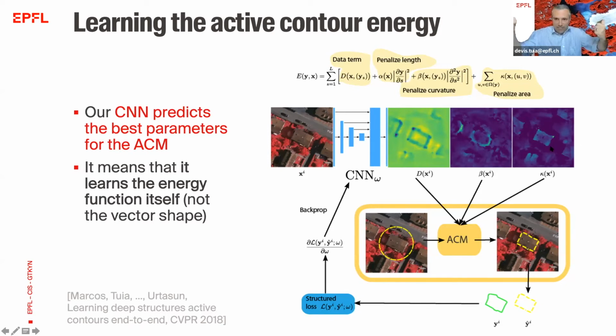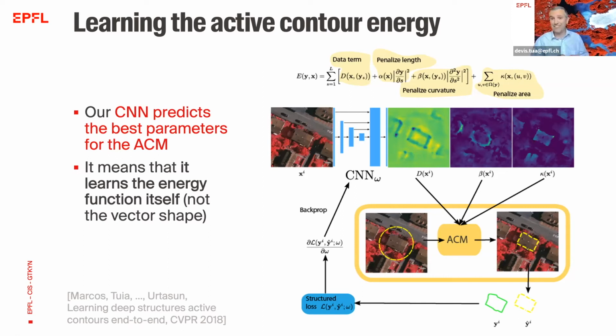And with these three maps, we can put them in an ACM that takes a randomized initialization and will try to make the right vector shape. After this, it will compare it to the ground truth and then have a loss that goes back in the CNN such that the model will predict better terms of the energy function. So we are basically learning the energy function.